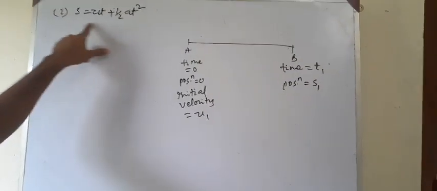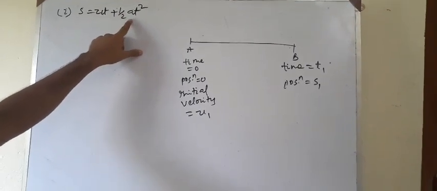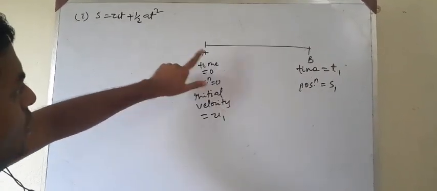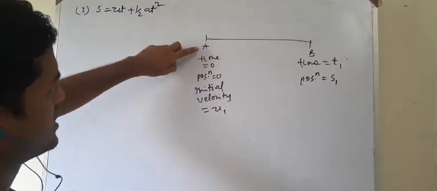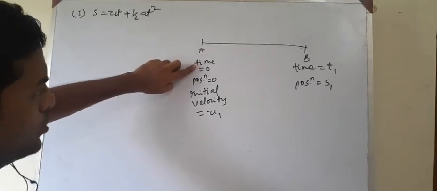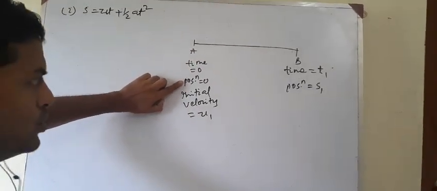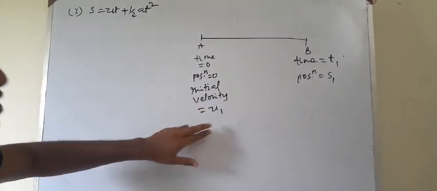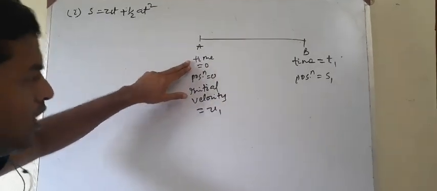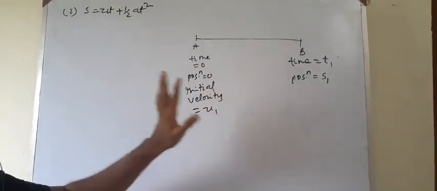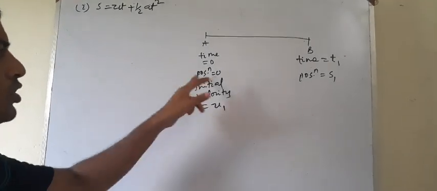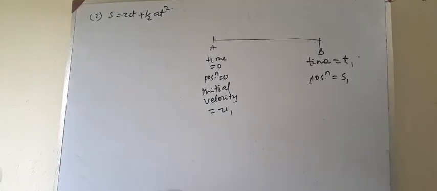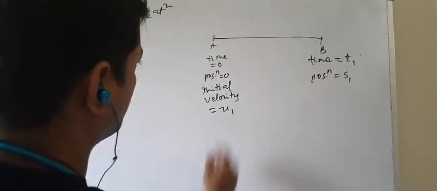Now I will derive my second formula, that is s equals ut plus half at square. Before deriving it using integration, I will understand what this is. There are 2 points A and B. Suppose you start your journey from A at time t equal to 0 and the position covered will be 0, moving with an initial velocity u1. At that time no time has been consumed and no displacement has been covered, so position will be 0. Now when you reach B, the time consumed is, let's say, t1, and the position changes from 0 to s1.